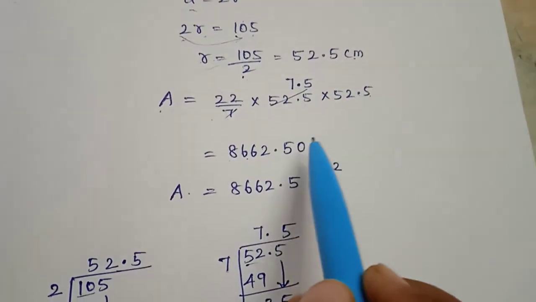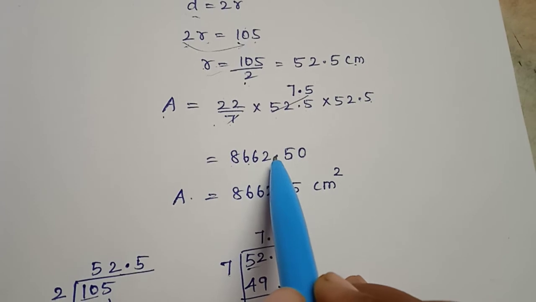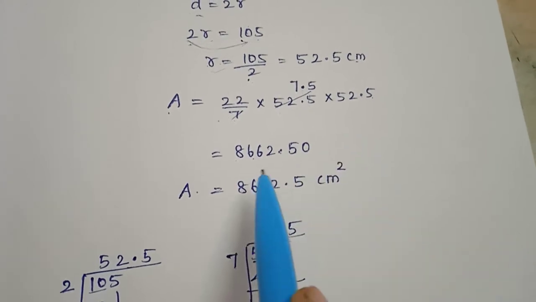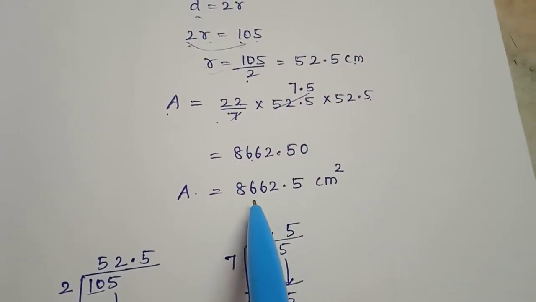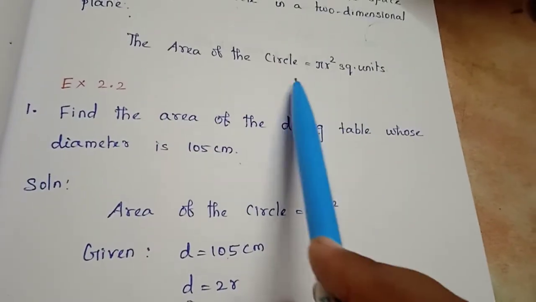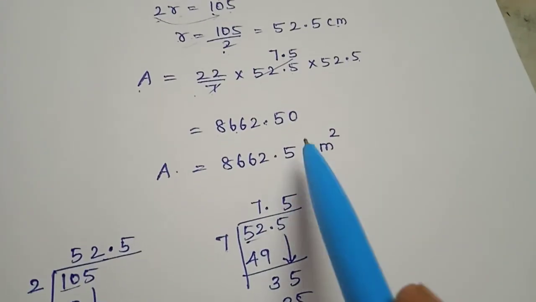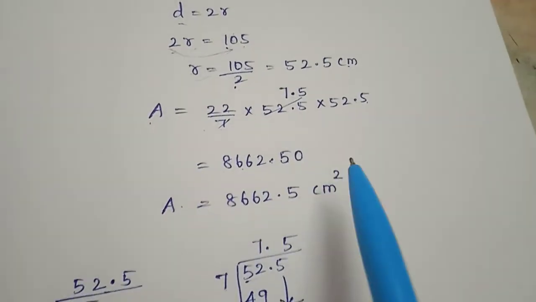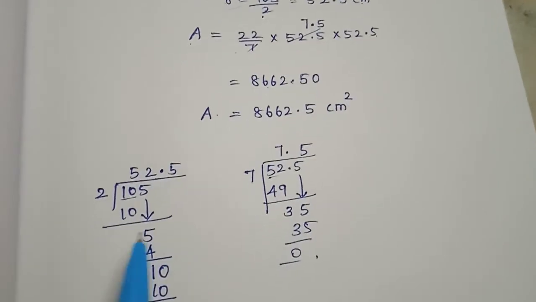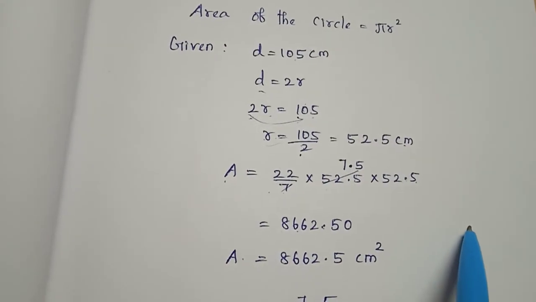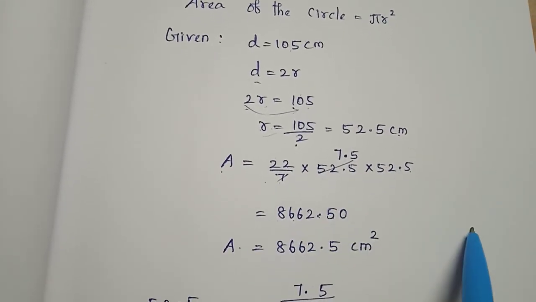1 plus 1 is 2. So in our final answer, after two digits from the right we should keep a point, and if the last digit after the point is 0, we need not write it, so we can omit it. Therefore the answer is 8662.5, and it is in square units. Whatever unit is given, we write it squared, like centimeter square. If it is given in meter, we have to write meter square. And in your notes, you can write all these in the rough column, and this multiplication also can be done in the rough column.